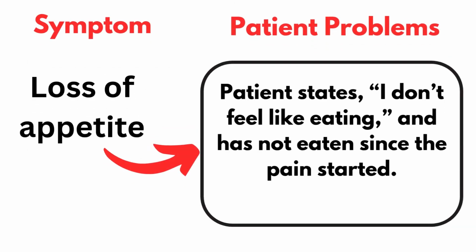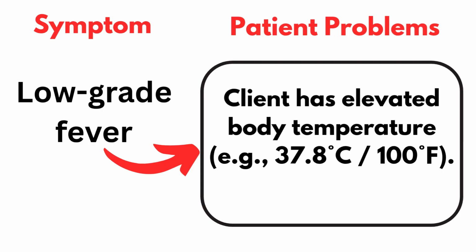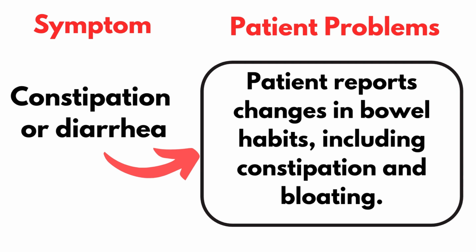Loss of appetite. Writing it as a patient problem: Patient states, "I don't feel like eating," and has not eaten since the pain started. Low-grade fever. Writing it as a patient problem: Client has elevated body temperature, 37.8 degrees Celsius, that is 100 degrees Fahrenheit. Constipation or diarrhea. Writing it as a patient problem: Patient reports changes in bowel habits, including constipation and bloating.